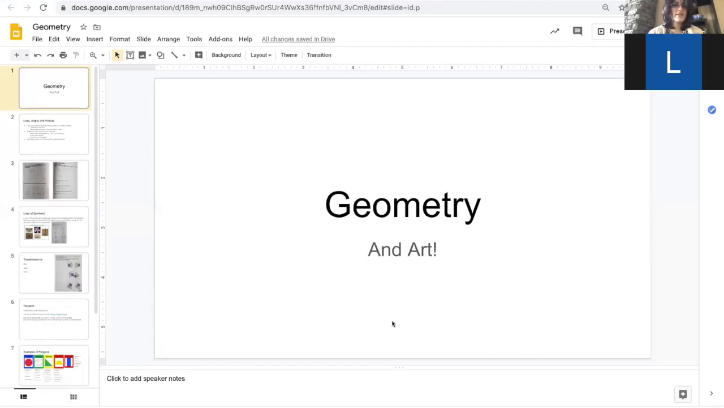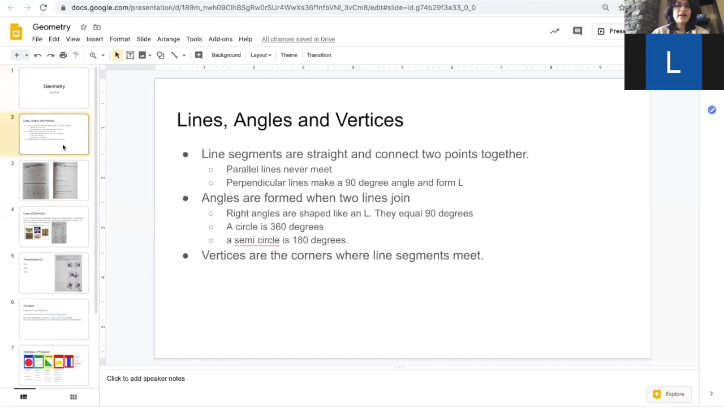So this week for our project, we will be incorporating math, specifically geometry and art. And to get started, I wanted you guys to have a basic understanding of some geometric concepts. Some of you may know this already, but it's always a good thing to review. So some of the basic vocab is that you need to be able to identify lines, angles, and vertices.